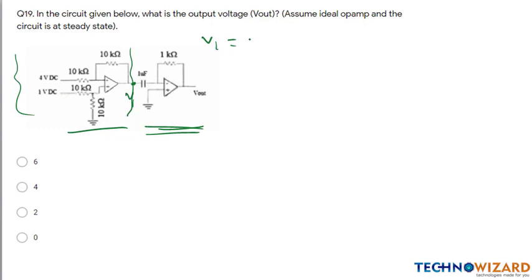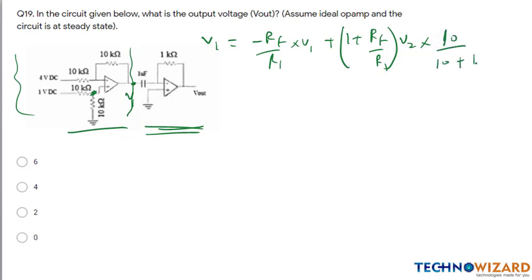On this, I can write V1 is equal to minus RF upon R1 into V1, plus, by considering non-inverting, (1 plus RF by R1) into V2 into, here we are applying the voltage dividing rule, we will get 10K upon 10 plus 10.